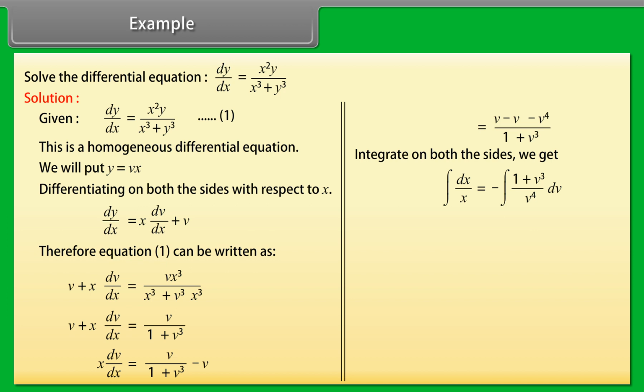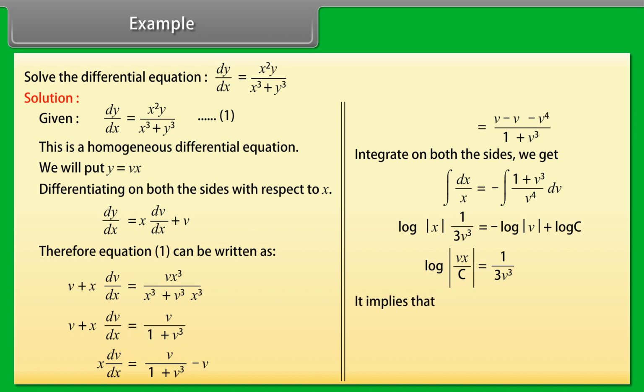integral of 1 by x with respect to x equals minus integral of (1 plus v cube) by v raised to the power 4 with respect to v. Log of mod x equals 1 by 3 v cube minus log of mod v plus log c. Log of mod of vx by c equals 1 by 3 v cube.